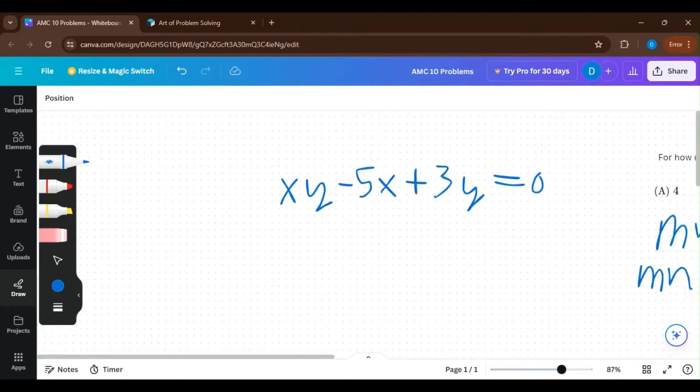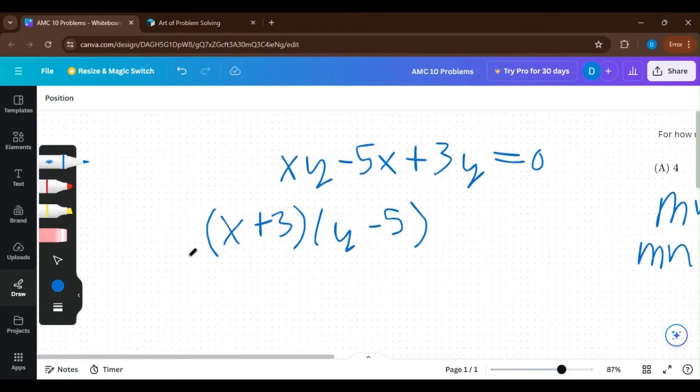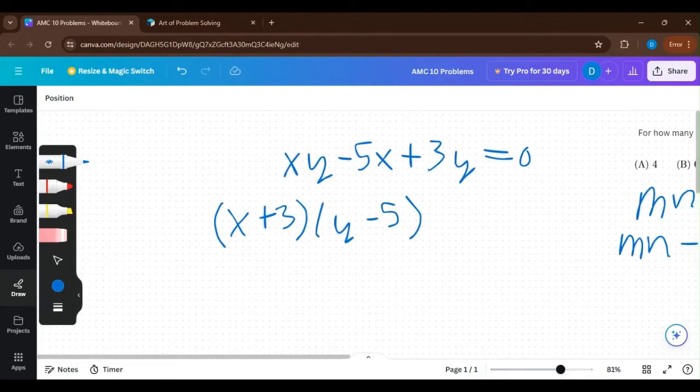And you're going to see here how you do Simon's favorite factoring trick. Well, as it says in the name, you're trying to factor. So (x plus 3)(y minus 5). Basically, how I thought about that is when we expand, we have xy plus 3y minus 5x. You'll get more used to it when you practice a lot. But when you expand, you see that it's the same.